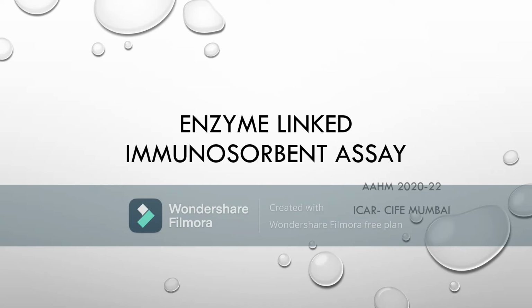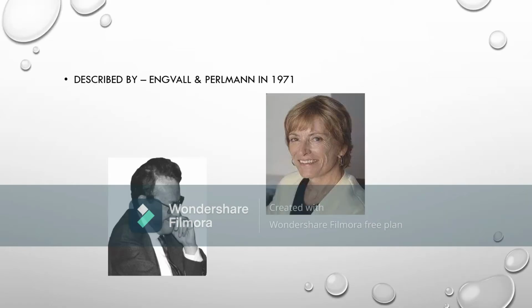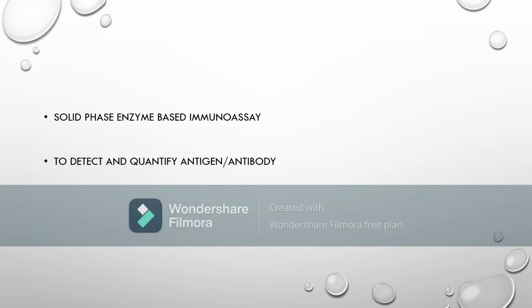ELISA, Enzyme-linked Immunosorbent Assay. It was first described by Engvall and Perlmann in 1971. It is a solid-phase enzyme immunoassay to detect and quantify antigen or antibody.